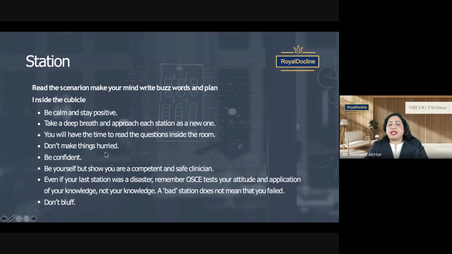So don't make the things hurried. Take it easy. This is your labor ward. This is your clinic. This is your OR. Be confident. Believe in yourself. Be yourself, but show you are a competent and safe clinician. Even if your last station was a disaster, remember, OSCE tests your attitude and application of your knowledge, not only your knowledge. A bad station does not mean that this is your destiny and you will fail.